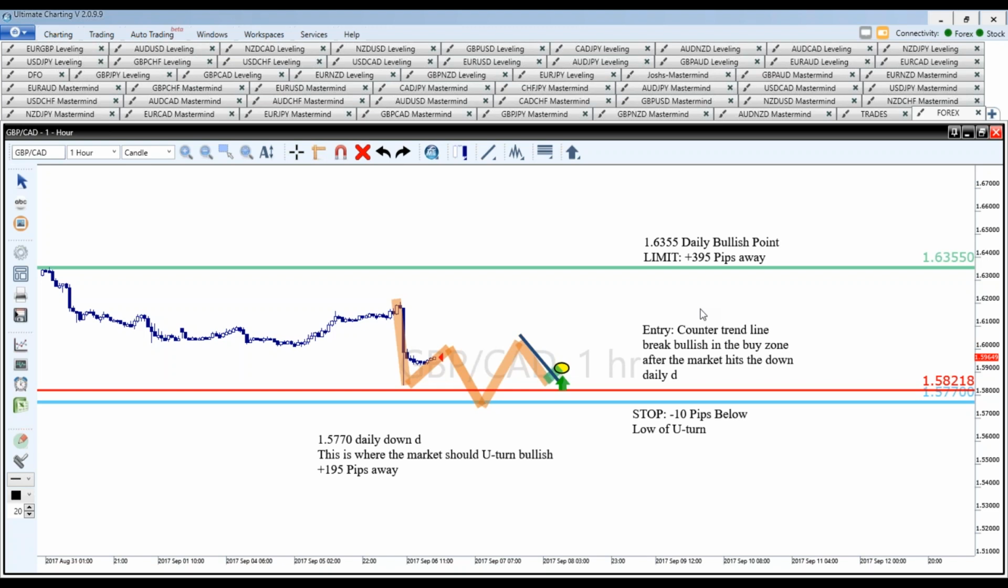One of the things I'm getting questions about is, hey Josh, what if it goes up now? I'm telling you, if you want to buy the market, you're going to have to place your stop below that daily D. According to the percentages, the market should fall before it rallies.